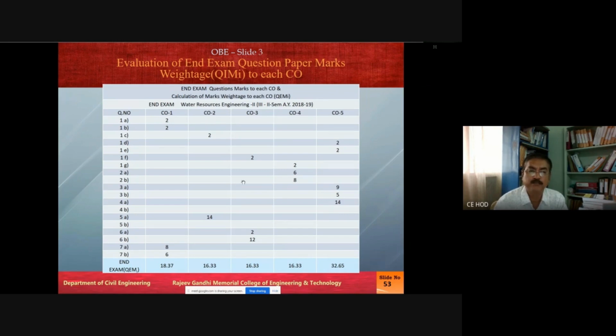Coming to the end exam, the question paper has 7 questions. The first question has 7 sub questions: A, B, C, D, E, F, G, and from the second question onwards, 2 sub questions will be there, sir. Here also I have posted how many marks are contributing to CO1, CO2, CO3 from all the questions, and I have calculated the percentages. 18.37 percent of marks contributed to CO1, 16.33 percent contributed to CO2 from the end exam. So this is totally 100%, sir.